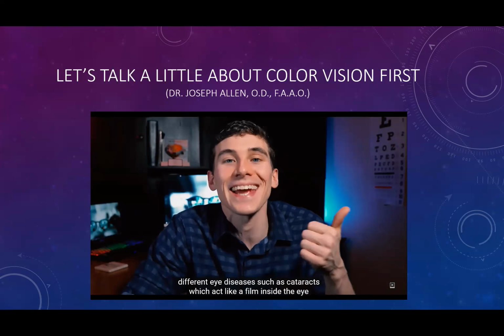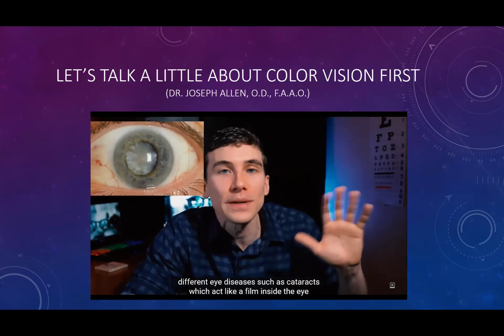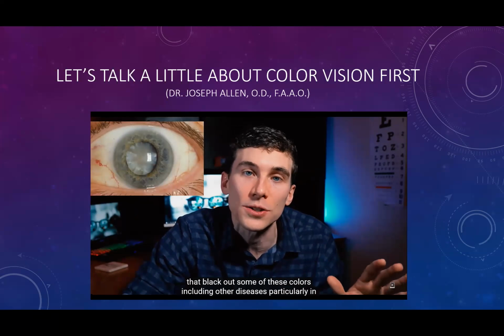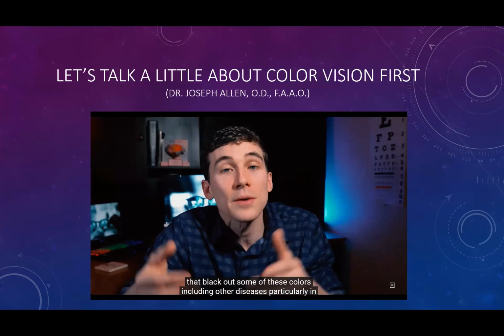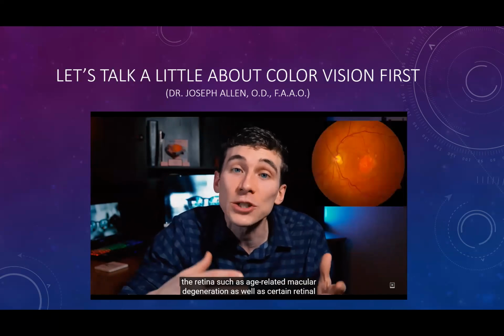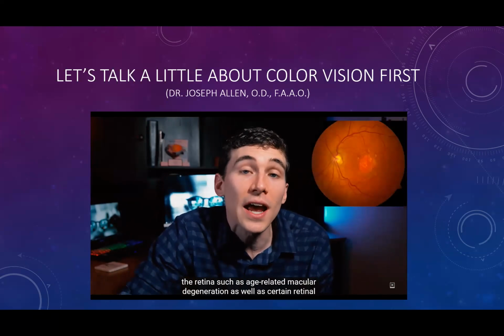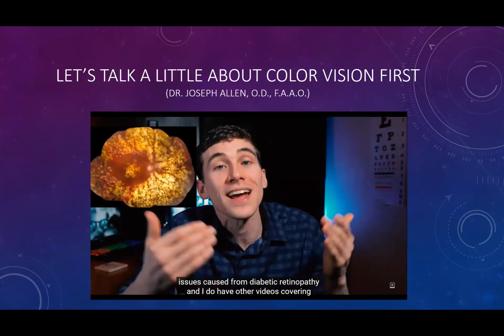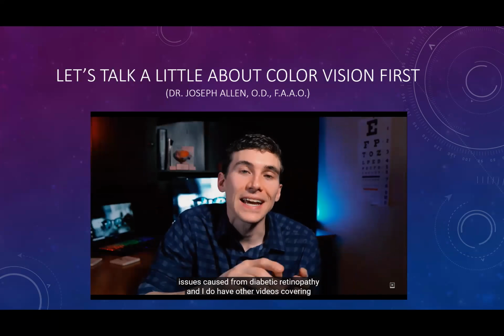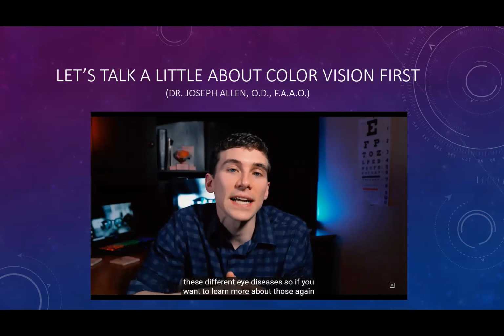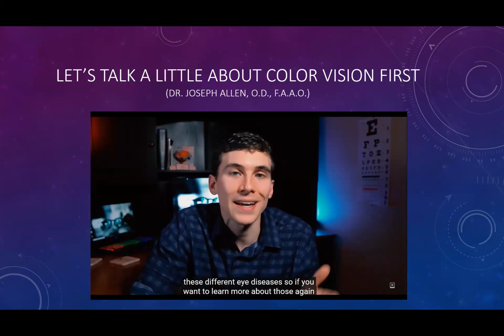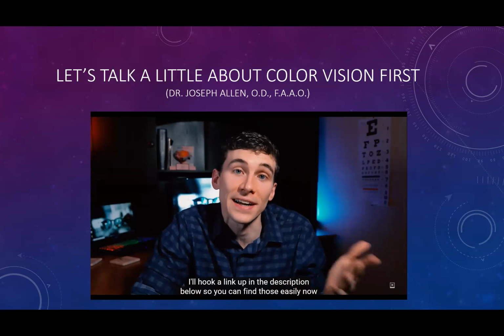People can often have difficulties identifying colors blue and yellow if they are developing a couple of different eye diseases, such as cataracts, which act like a film inside the eye that block out some of these colors, including other diseases, particularly in the retina, such as age-related macular degeneration, as well as certain retinal issues caused from diabetic retinopathy. And I do have other videos covering these different eye diseases, so if you want to learn more about those, again, I'll hook a link up in the description below so you can find those easily.